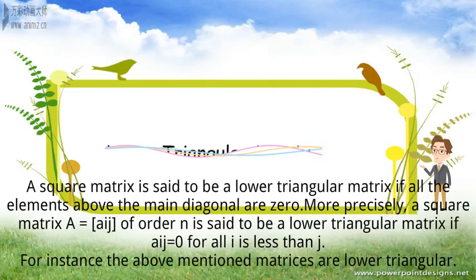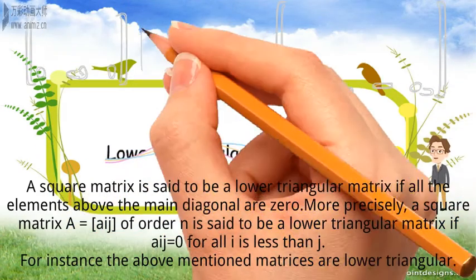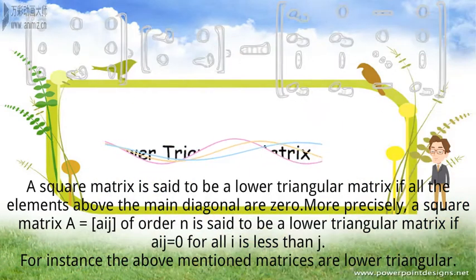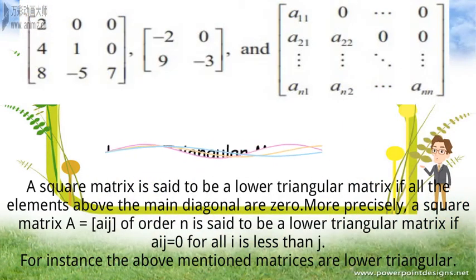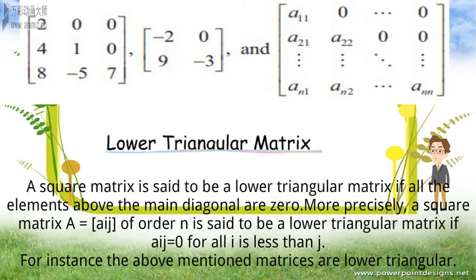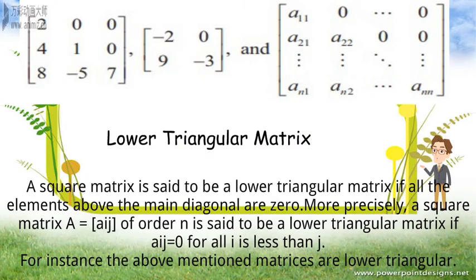A square matrix is said to be a lower triangular matrix if all the elements above the main diagonal are 0. More precisely, a square matrix [aij] of order n is said to be a lower triangular matrix if aij = 0 for all i < j. For instance, the above-mentioned matrices are lower triangular.